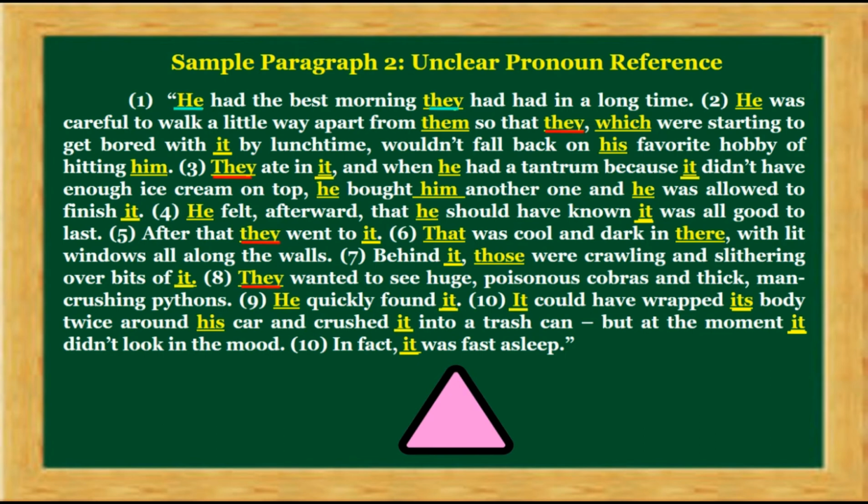And the third reason why the paragraph does not make sense is that pronouns used to describe people are describing objects, and the pronouns used to describe objects are describing people. For example, in the second sentence, which should not be used because the sentence refers to people. Instead, who should be used.